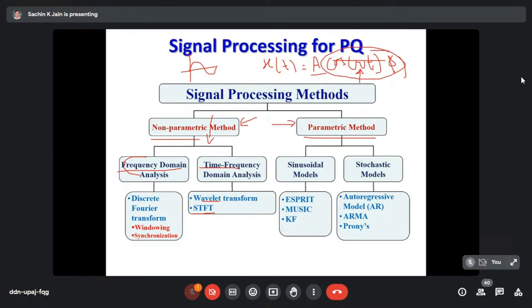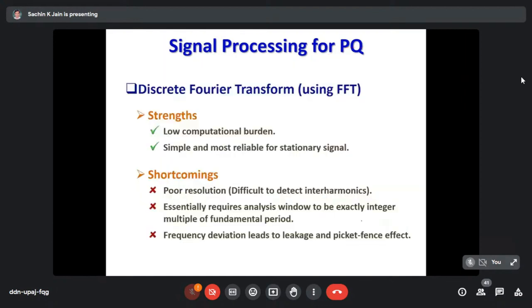This is your model. So then you can have some stochastic models or sinusoidal models. For example, split music, they are based on your sinusoidal model, or you can have stochastic models like autoregressive moving average, ARMA, Prony models, they are basically all stochastic models. So I will briefly touch upon these methods, just their strengths and weaknesses, so that you can choose how to use, specifically in terms of harmonic analysis.